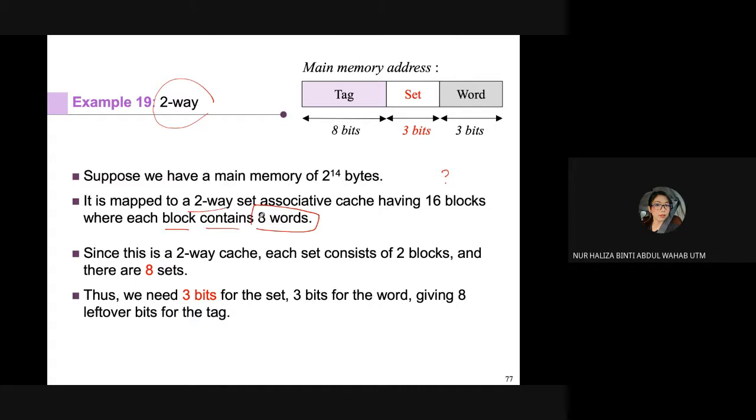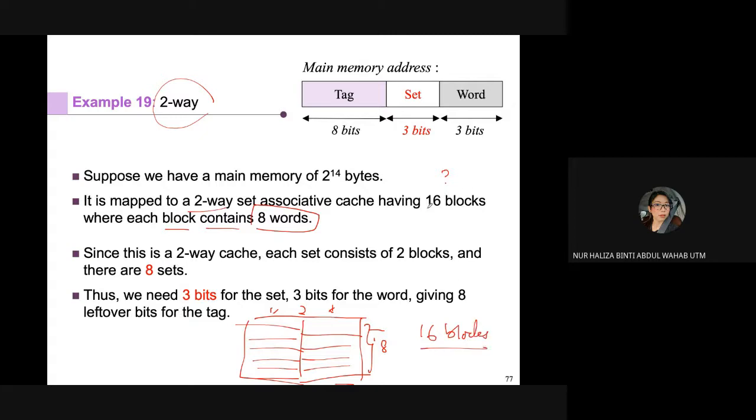In a 2-way cache, you can see each block contains 8 words. So that means you have 2-way, which is 1 and 2, and then you have 8 words: 1, 2, 3, 4, until 8. So you have 8 over here, and you have 2, and all together will be 16 blocks. Am I correct? So you have 16 blocks.